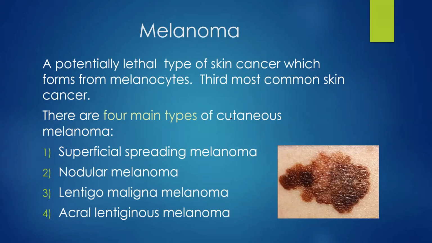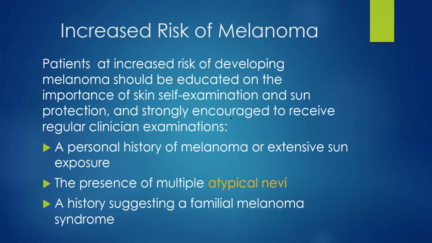Melanoma. So melanoma is a potentially lethal type of skin cancer. There are 4 main types: superficial spreading melanoma, nodular melanoma, lentigo maligna melanoma, and acral lentiginous melanoma. Increased risks of melanoma, obviously, if you're exposed to the sun. If you have a lot of atypical nevi, that is also a risk factor. And family history of melanoma always makes you more concerned that could be the case.